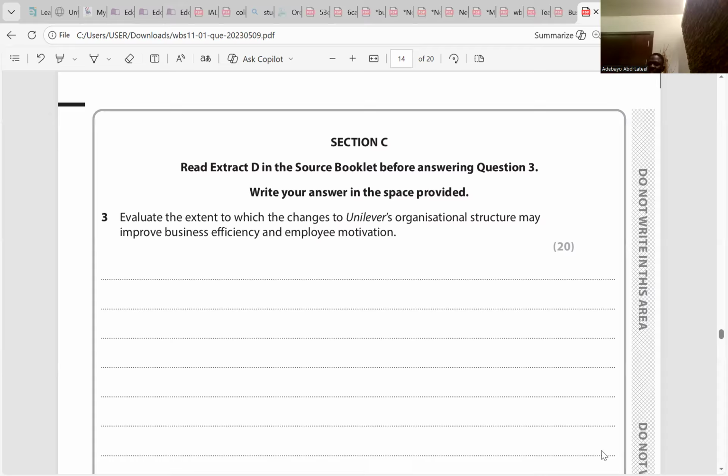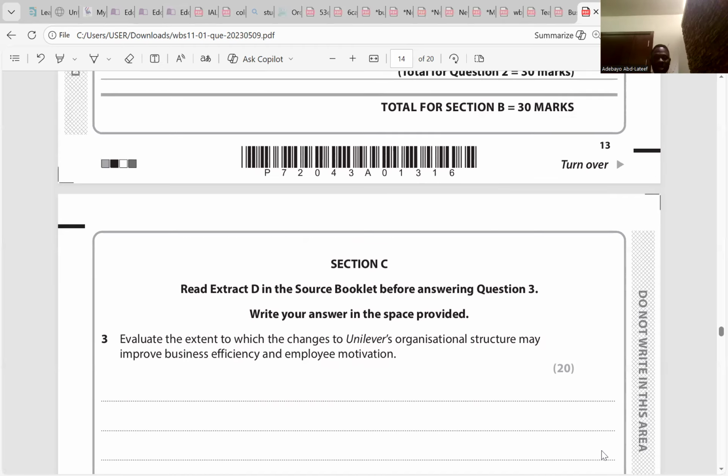In summary, the structure should be introduced carefully to ensure a smooth transition. So my advice to Unilever is to introduce the new structure, but to introduce it carefully so that it does not affect the operation of Unilever. Is it clear? So that ends paper 1.